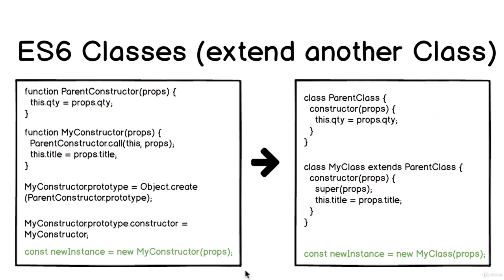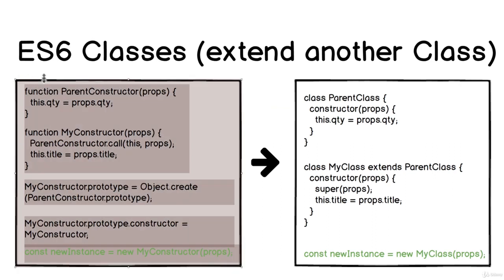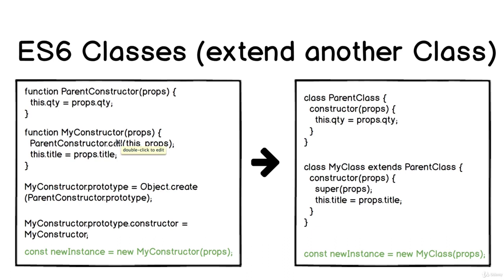So, in this block of code, we create two constructors, ParentConstructor and MyConstructor. ParentConstructor.prototype should be the prototype for MyConstructor.prototype. Remember that you need to perform three steps if you want to make ParentConstructor the prototype of MyConstructor. First step, you need to reassign the prototype property of MyConstructor using Object.create, and pass ParentConstructor.prototype as the argument.